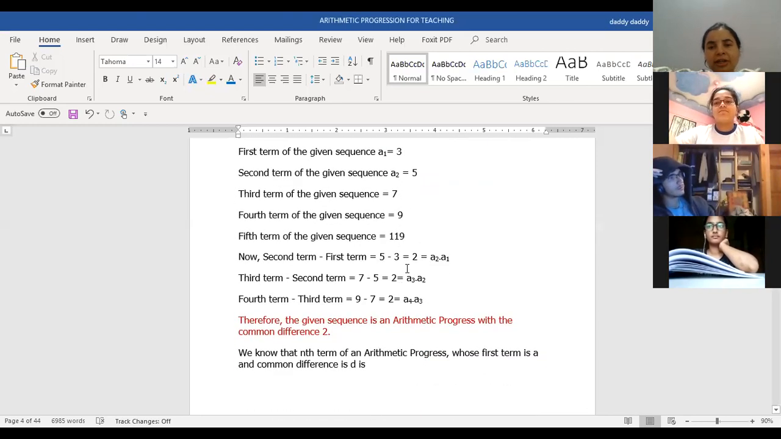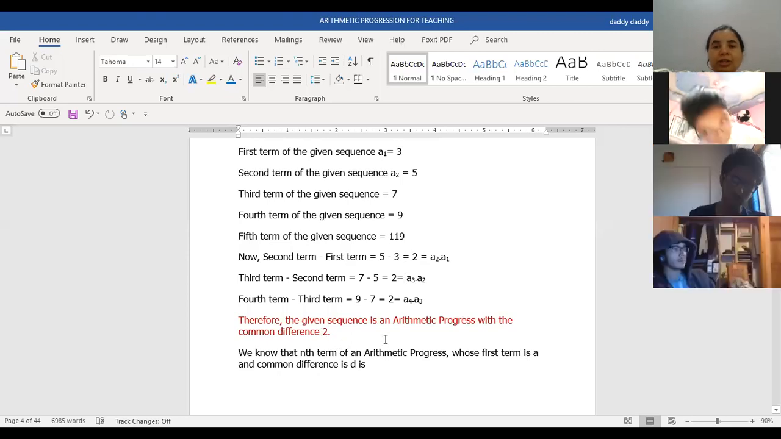After getting the difference of three consecutive terms, that is a2 minus a1, a3 minus a2, and a4 minus a3, all of the differences were 2. So hence we can say that the given sequence is an AP. The difference between all the consecutive terms is the same, so it is also called the common difference.